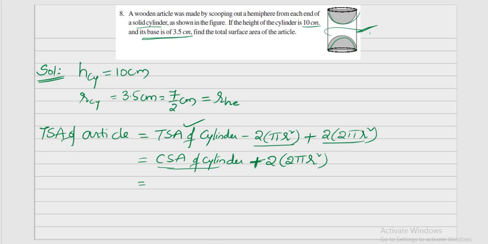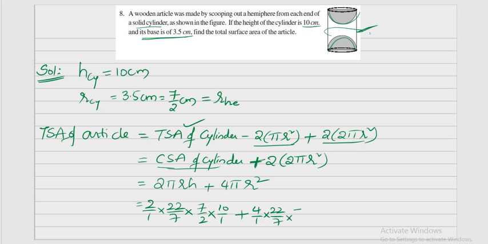Now what is the CSA of the cylinder? The CSA of the cylinder is 2 pi r h. So 2 pi r h plus, here I am going to get 4 pi r square. On substituting the values, 2 by 1 into pi value 22 by 7 into the radius, which is 7 by 2, into the height, which is 10 divided by 1, plus 4 by 1 into 22 by 7 into the radius 7 by 2 into 7 by 2. On simplification, this 7 gets cancelled, 2 gets cancelled.